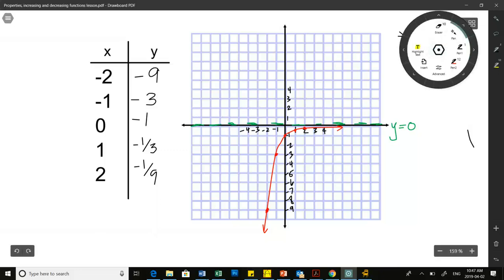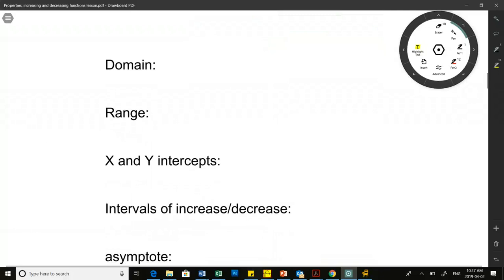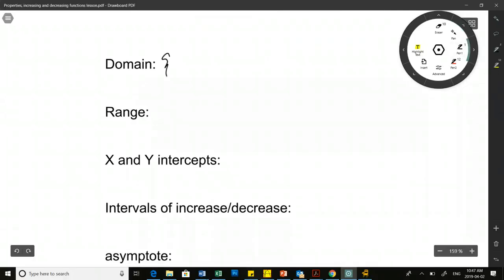Okay, so domain, again for this, I'm going toward the right forever and also toward the left forever. There's no x's that I can't enter into my function. It's all real numbers. Okay, like I said, this is going to be the case for all of our basic exponential functions, or all exponential functions, I should say.